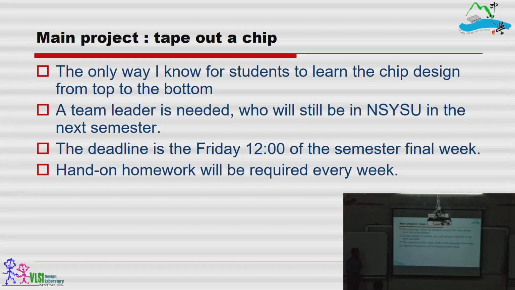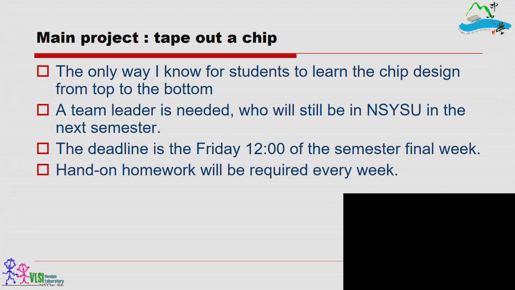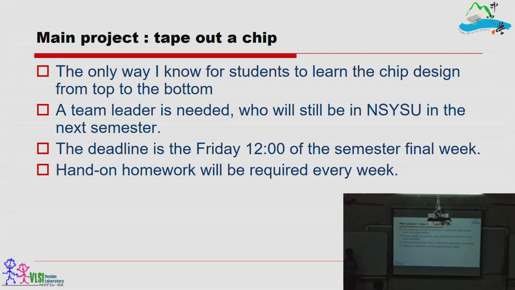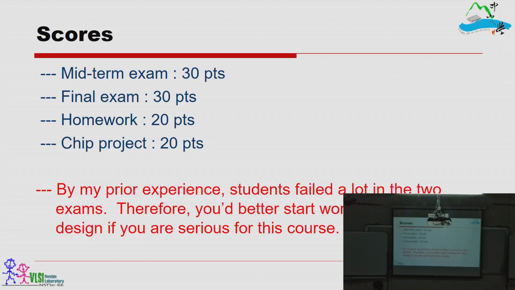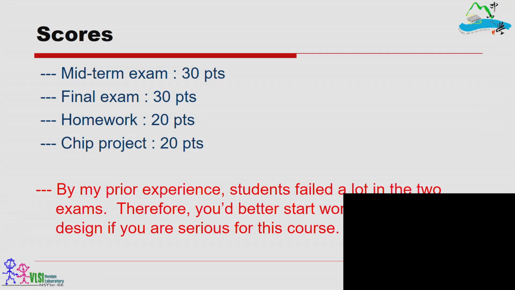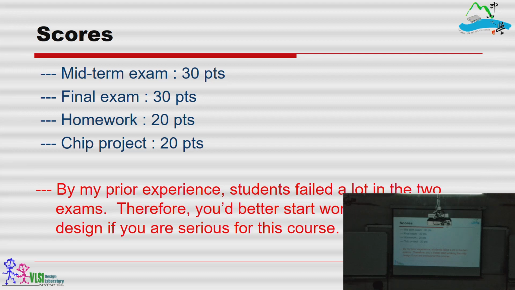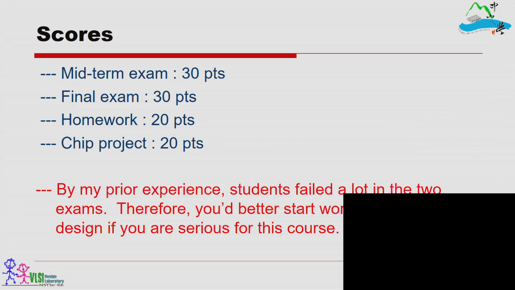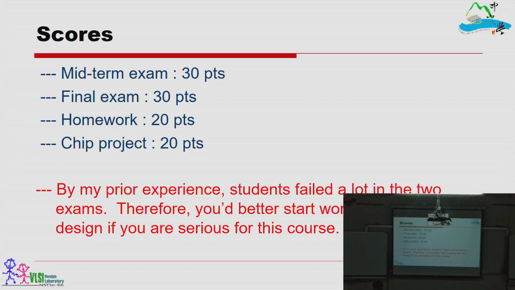And the deadline of the submission of this project is Friday, 12 o'clock of the semester's final week, all right? And we are going to give you homeworks every week, and homework credit is counted. So this is how the scores will be distributed. Midterm and final will be 30 points each. Homework will be 20. The final project will be 20.